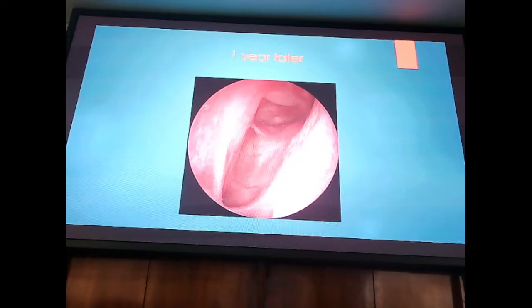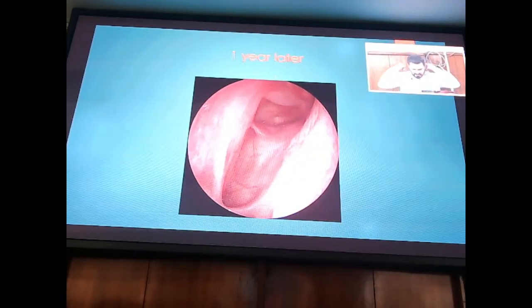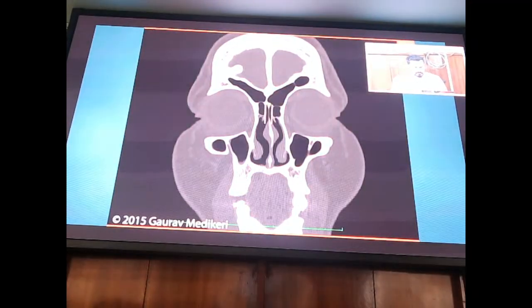Again, there are 3 grades that we have, grade 1, 2, 3. Grade 1 is where there is no obstruction to the sinus outflow tract. Grade 2 is when there is partial obstruction, and grade 3 is when there is complete obstruction of the frontal sinus. So grade 2 with symptoms and grade 3 without symptoms also you have to operate in frontal osteoma. And this is what the sinus will look like about a year later if you have done a nice drill out sparing mucosa.